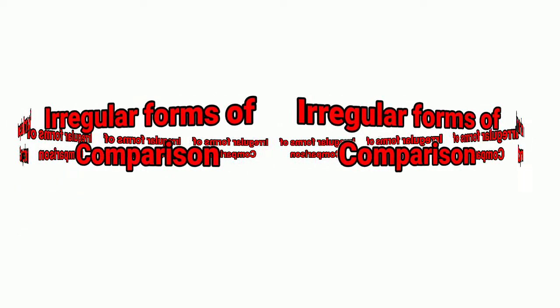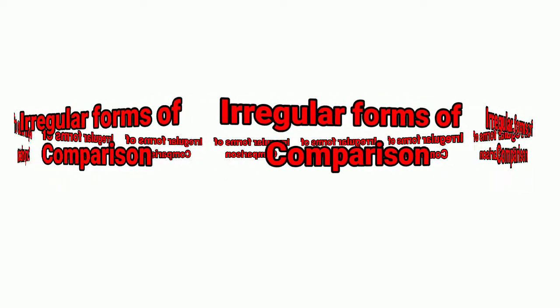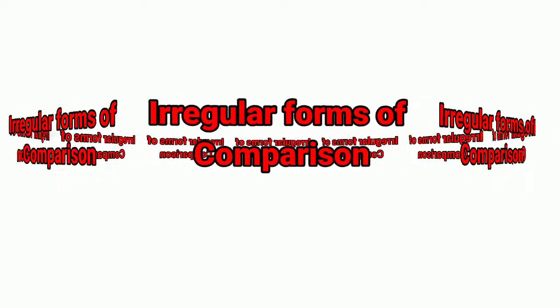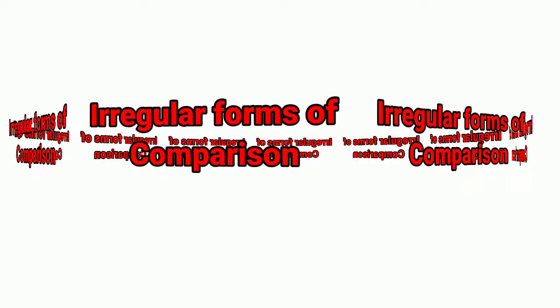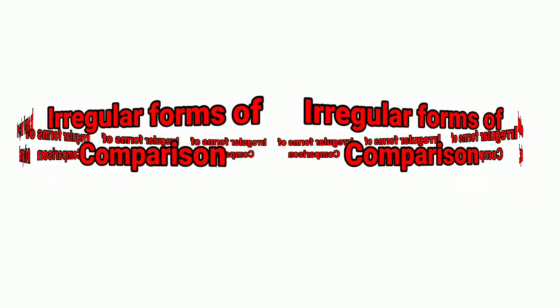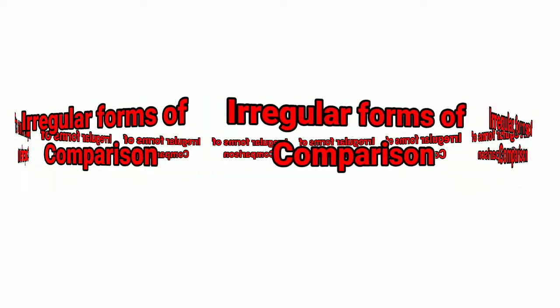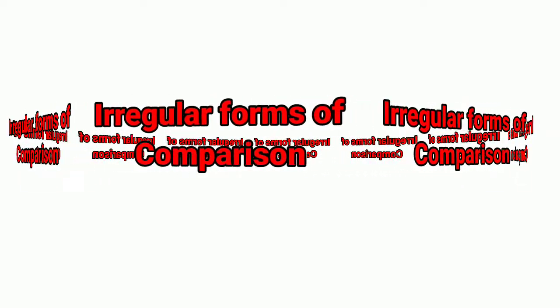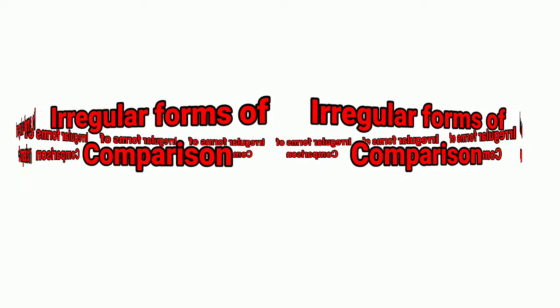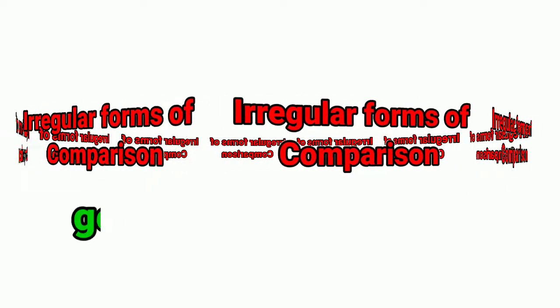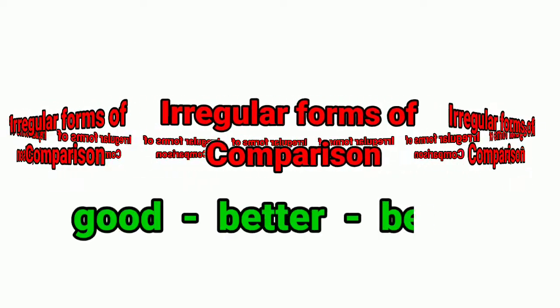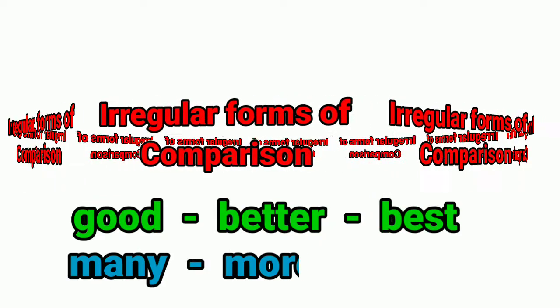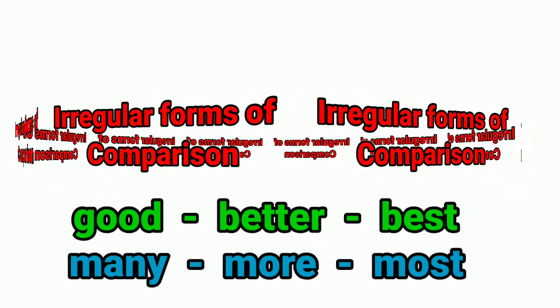Irregular forms of comparison. Some comparatives and superlatives have set forms and are not formed by adding er and est. These are known as irregular forms of comparison. For example, good, better, best, many, more, most.